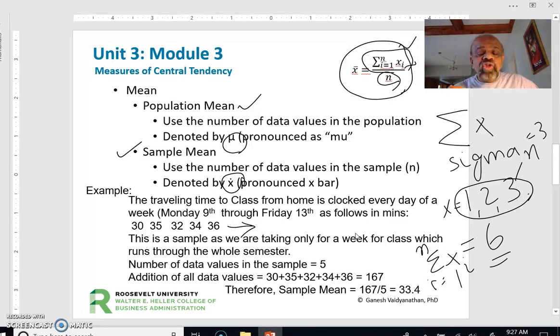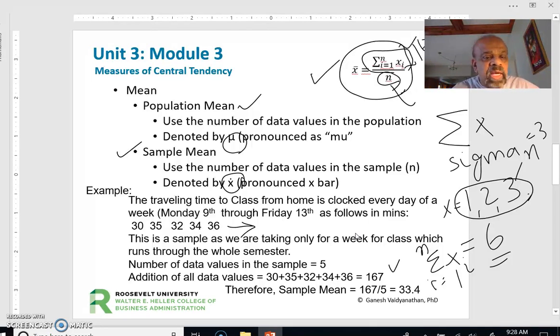What is the average time it takes for you to come from your home to the class? All I do in that case is apply this equation. How do I apply this equation? I'm going to find the sigma of xi, which is going to be equal to 30 plus 35 plus 32 plus 34 plus 36. I'm adding all these numbers, and that comes to 167. 167 is my sigma of xi.